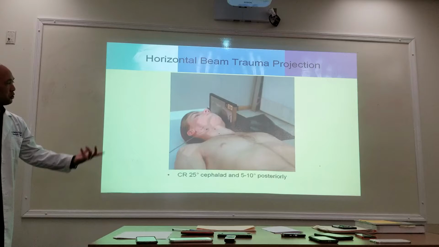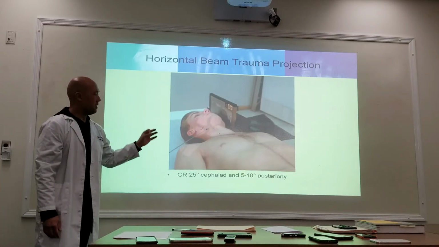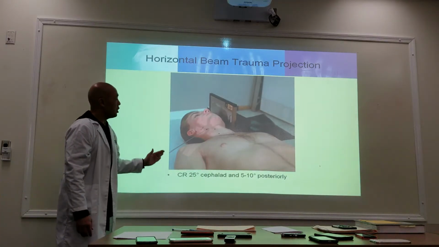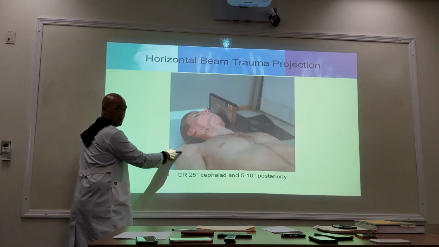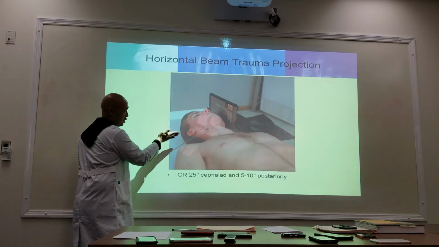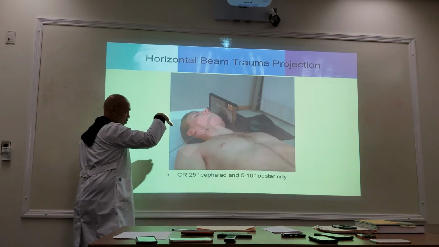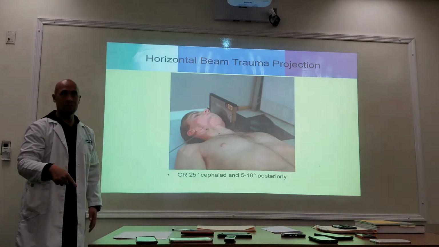Here's one where it is traumatic. Again, they have a 25-degree angulation. They're just throwing this in the mix because what would happen if it was traumatic? You're trying to get the 25, but your central ray is hitting the shoulder. Okay? So what they're saying here is we're going to raise the tube up a little bit so we're not on the shoulder, and then we're going to angle downwards posteriorly so the shoulder is not in view.